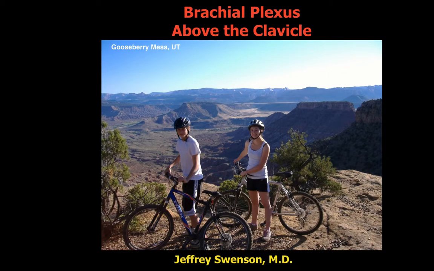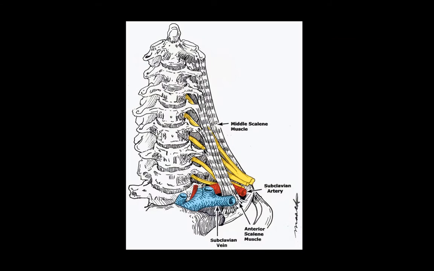Welcome to our discussion of the anatomy of the brachial plexus above the clavicle. The interscalene space is defined by the anterior and middle scalene muscles and their attachments.